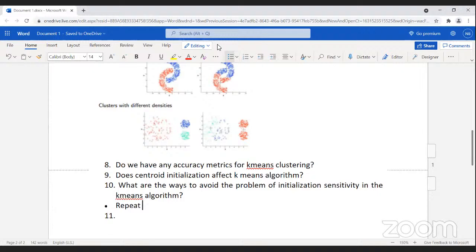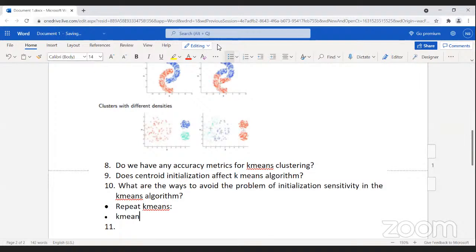For this initialization sensitivity, we have two methods to avoid this problem. One is repetitive K-means. Another one is K-means plus plus. What is repetitive K-means?